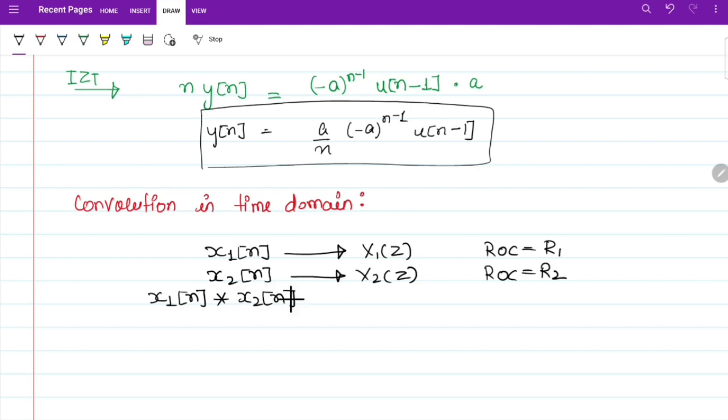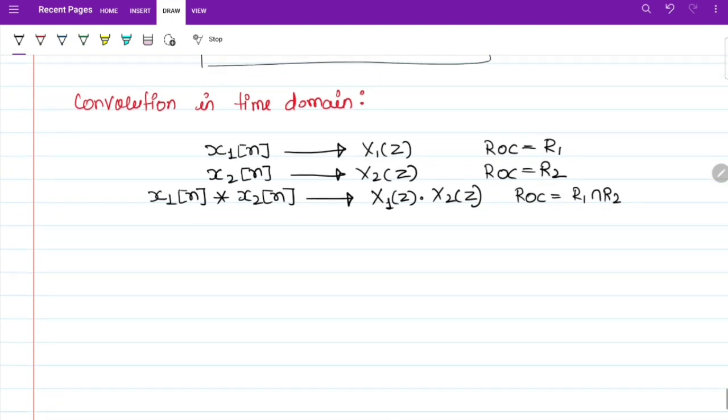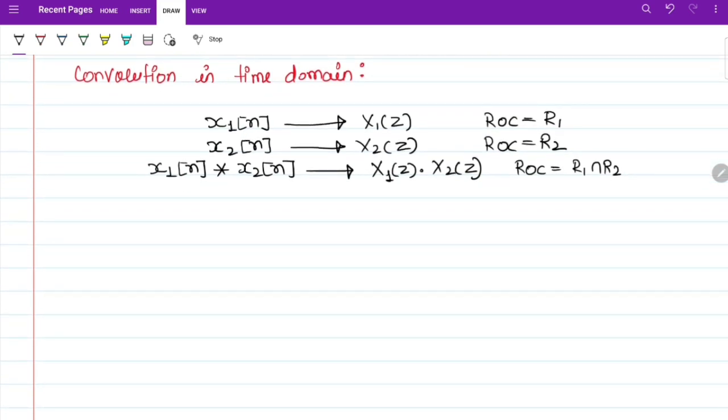x1 convolution x2 will give... So we need to find the z transformation of this convolution of both the signals. So this will be x1 of z into x2 of z, and ROC will be R1 intersection R2. Okay. Now we need to find z transformation of x1 of n convolution x2 of n, right?